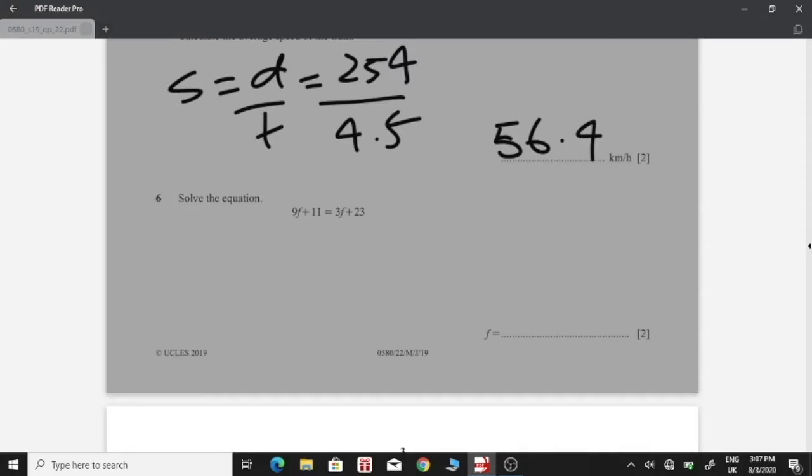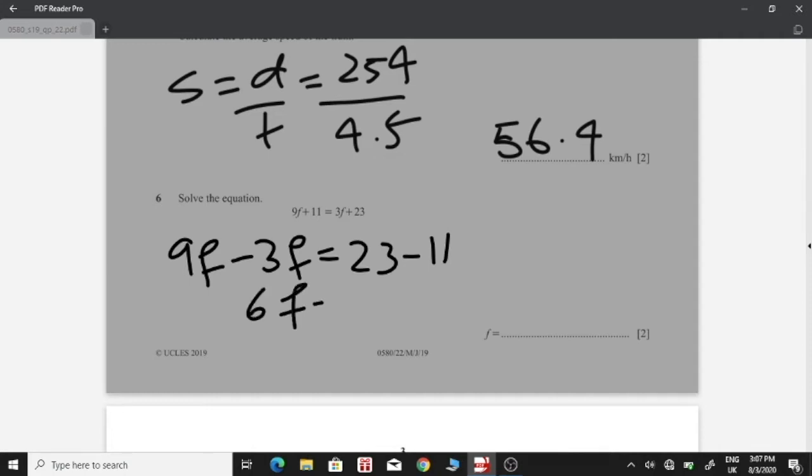Question number 6. Solve the equation 9f plus 11 is equal to 3f plus 23. So I'm going to be shifting 3f towards the left hand side and 11 to the right hand side, and this leaves us with the equation 6f is equal to 12. Now we shift 6 over here, so 12 divided by 6 is 2, so f is equal to 2.